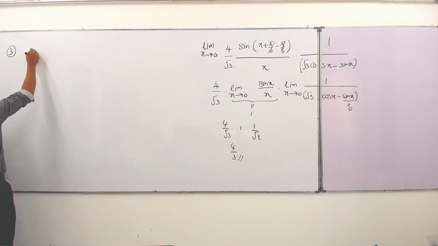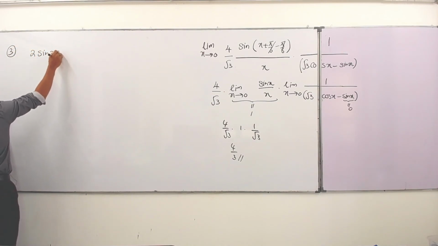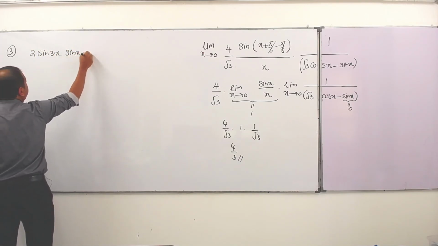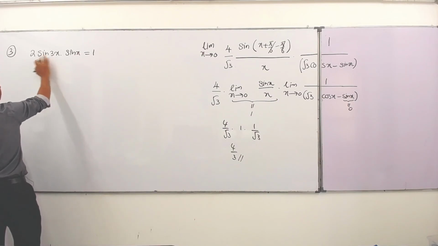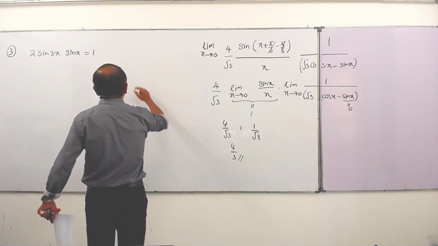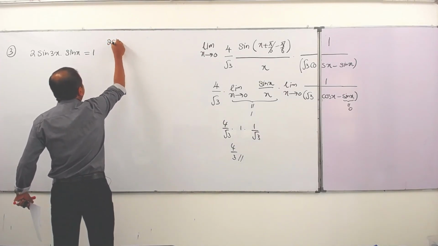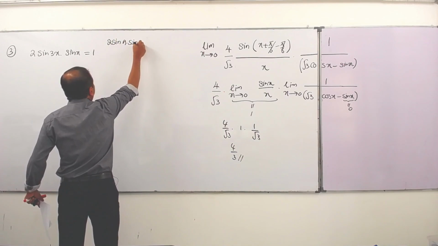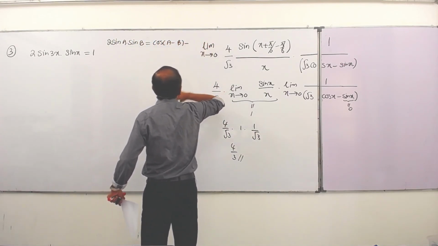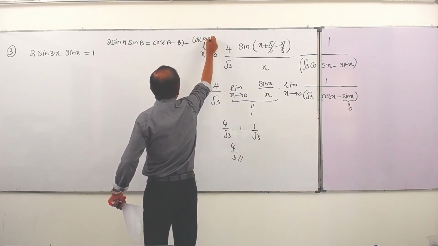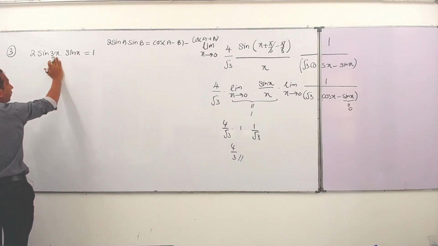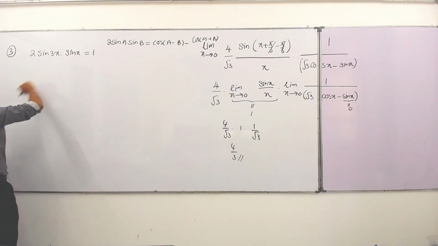2 sin 3x into sin x equals 1. This is the 2 sin A sin B form. For that product formula, 2 sin A sin B, you can write cos(A minus B) minus cos(A plus B). We apply that here, taking this as your A and this as your B.